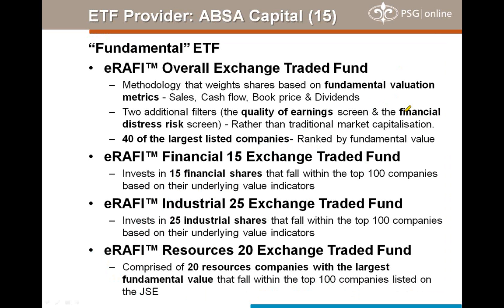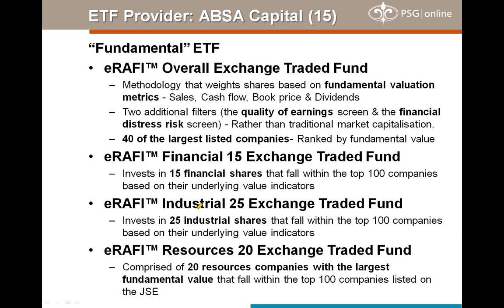Now, I find these also interesting in the sense that they are chosen using a methodology that weights the shares based on certain fundamental criteria. So we talk about sales or turnover, cash flow, book price and dividends. Then they screen through that list again, and they look at the quality of the earnings, looking at the consistency and the safety of the earnings. They also look at a whole lot of other risk factors. From there they rank, and then they choose the top 40 companies. So that's what we're talking about when we talk about the overall ETFs.